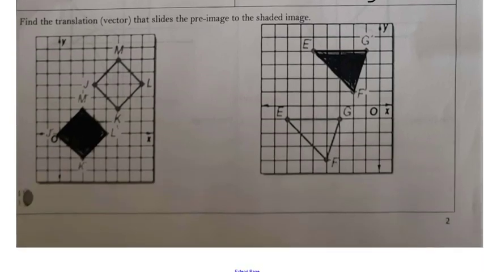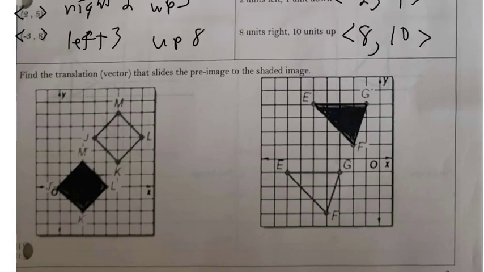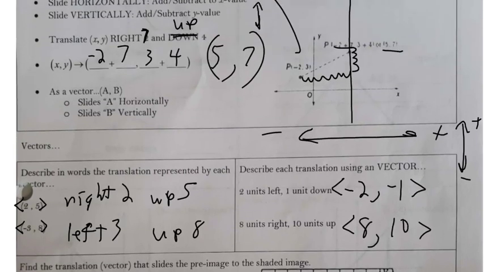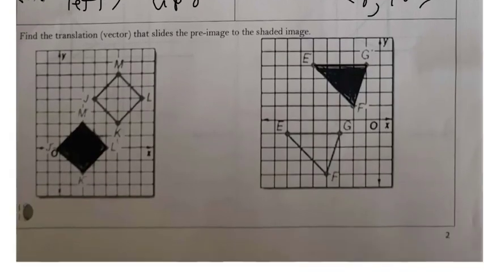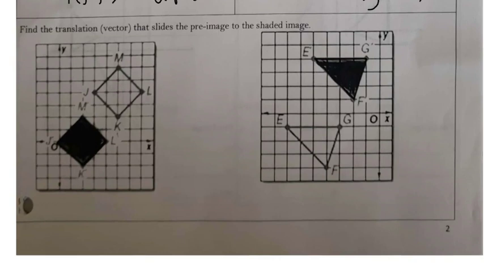All right. Find the translation vector that slides the preimage to the shaded image. Okay, let's go back a little bit. I forgot to mention this. I apologize. If you notice here, you have P, and it didn't print very well, but there should be a little apostrophe there. That's called P prime. Okay? So, the preimage is your original one, and the one with the accent mark is after the move.